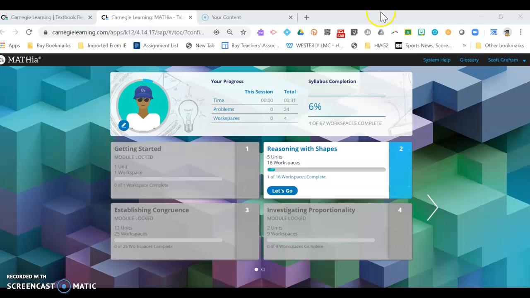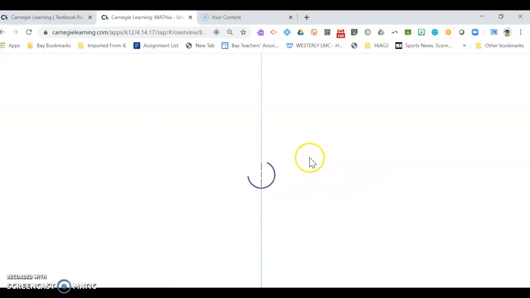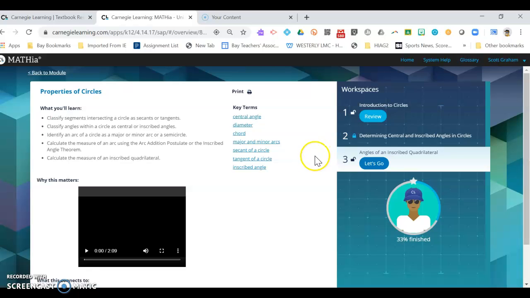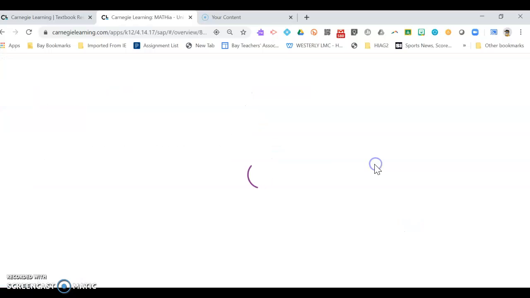We're continuing on with the idea of angle relationships in circles. One of your assignments today, as a part of this EdPuzzle, is to go onto Carnegie. You're more than welcome to go onto Carnegie right now and do a split screen, because I'm going to try to walk through what the lesson is talking about. Some of you might have gotten this done, but some of you may not have. We're going to be doing angles of an inscribed quadrilateral, which is the fourth lesson on Carnegie that you're supposed to get done. So we're going to press let's go.